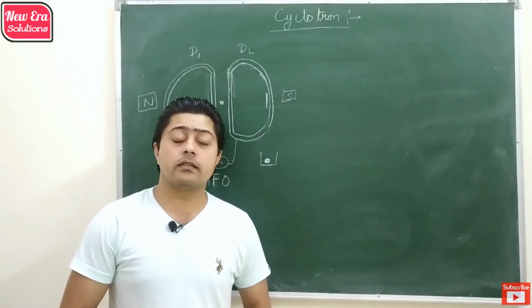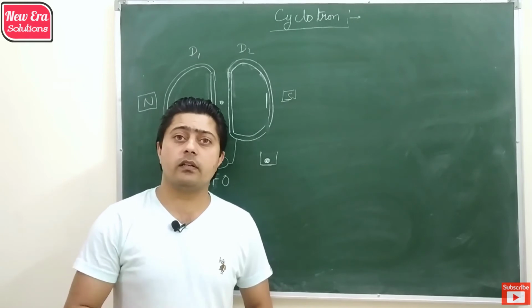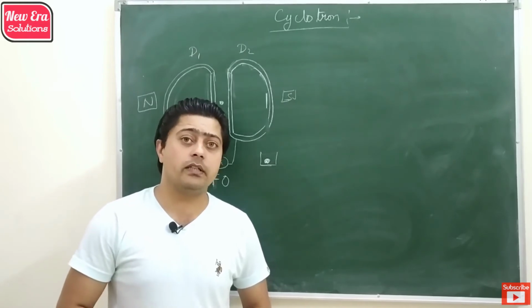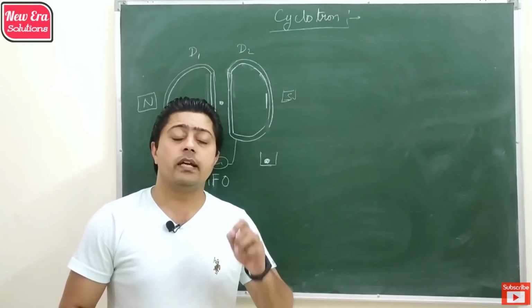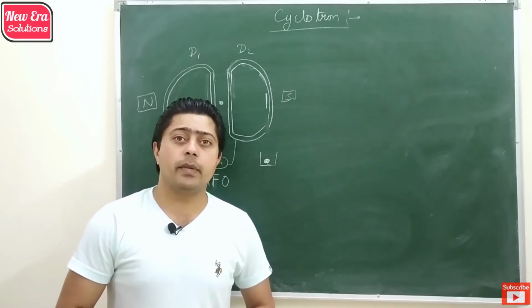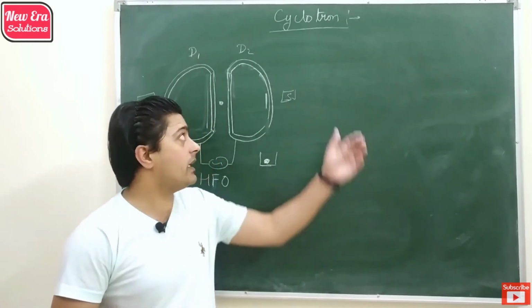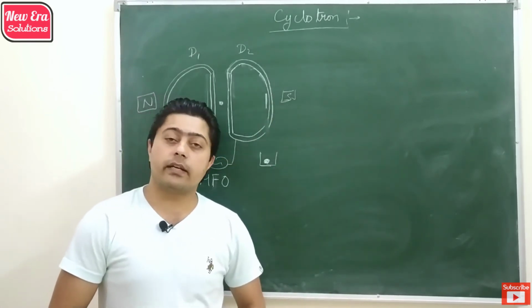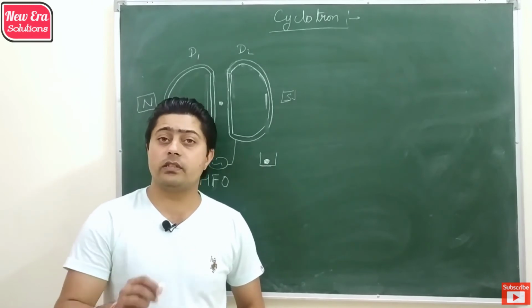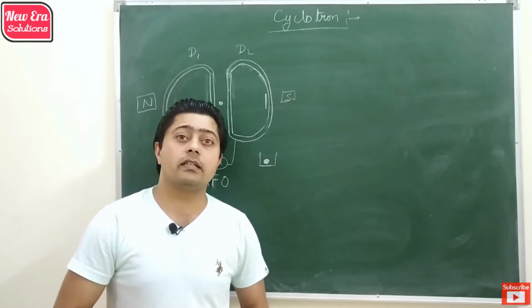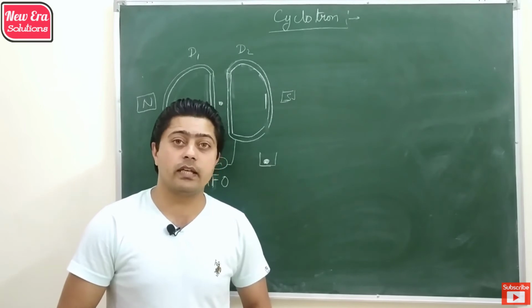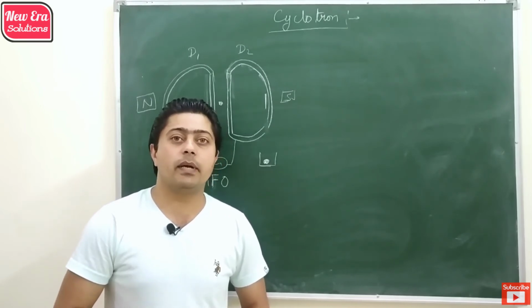Now let's discuss a very important device which works on the concept in which a charged particle moves in electric as well as magnetic field. So the device is named the cyclotron. So a cyclotron is a device which is used to accelerate a charge to a high velocity by using electric and magnetic field.